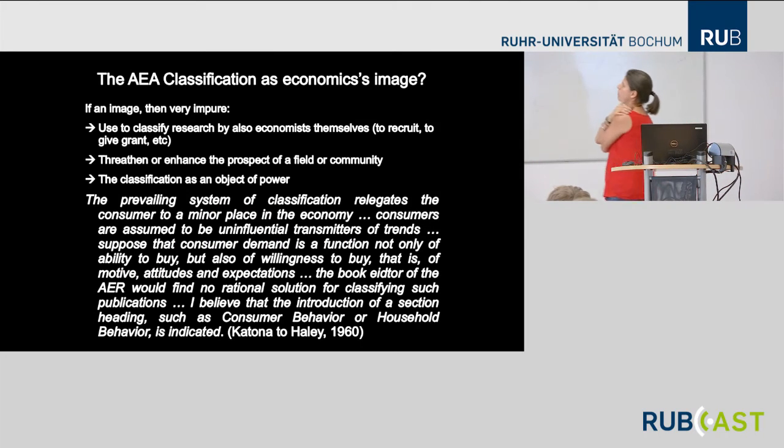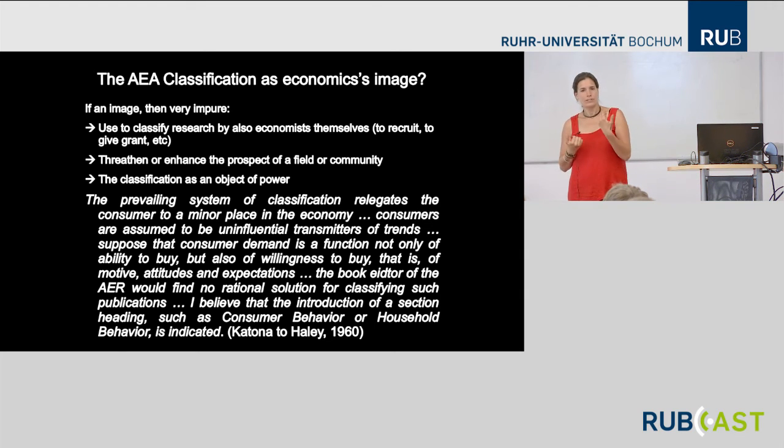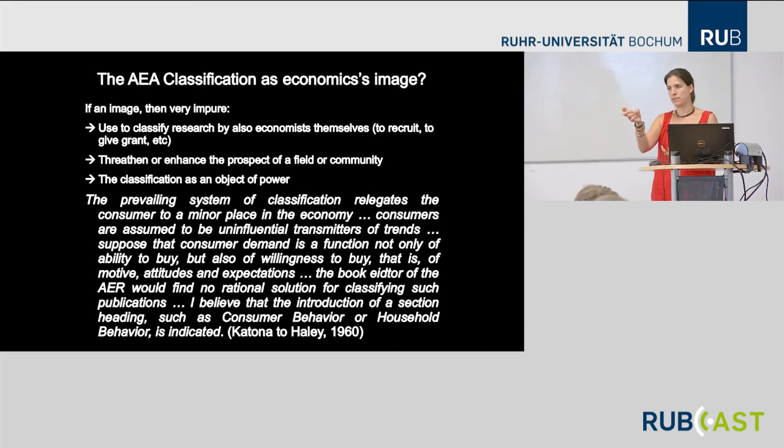Okay? The one problem is that you use classification to classify research, but you also want to classify people. And if you classify people, you have power relationships. Okay? If you give some class of economists a code, it gives them power. It gives them visibility. You can recruit people. You can have your own lab and stuff like that. And if you refuse to give them a code, you're threatening them, basically.